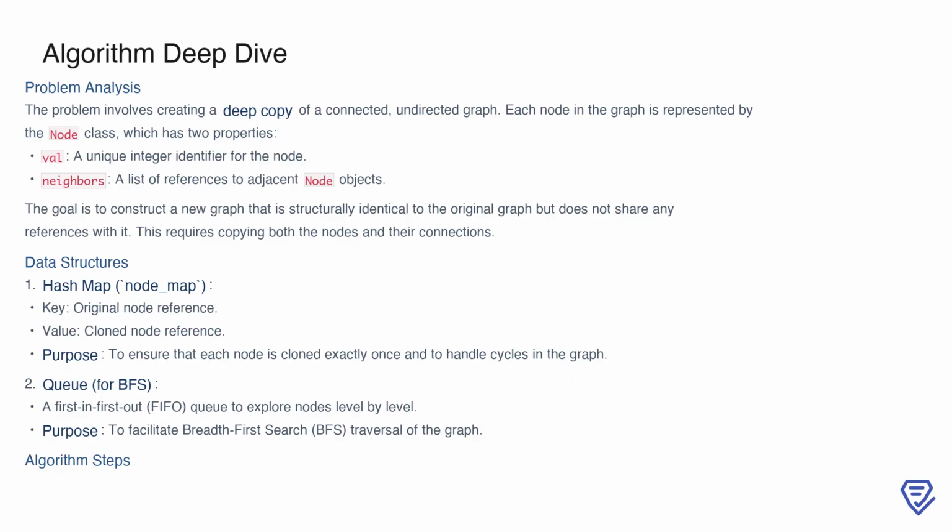To achieve this, we use two main data structures. First, a hash map, called node_map, will map original nodes to their clone counterparts, ensuring that each node is cloned only once and handling cycles effectively. Second, a queue will be used for breadth-first search, or BFS, enabling us to explore the graph level by level. These tools together form the foundation of our approach to solving the problem efficiently.